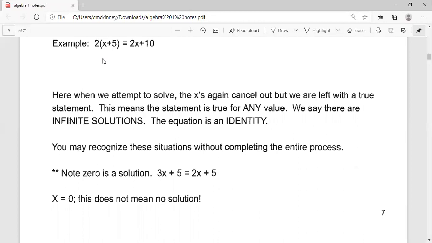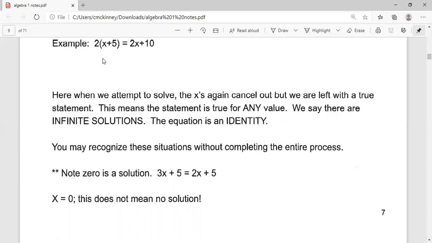Now, getting 0 for the answer does not mean no solution. So, for instance, this next example, if I get my x's on the same side, I would have x plus 5 equals 5. And when I subtract 5, I get x equals 0. 0 is a real number, all right? So that doesn't mean no solution. That is a real number.